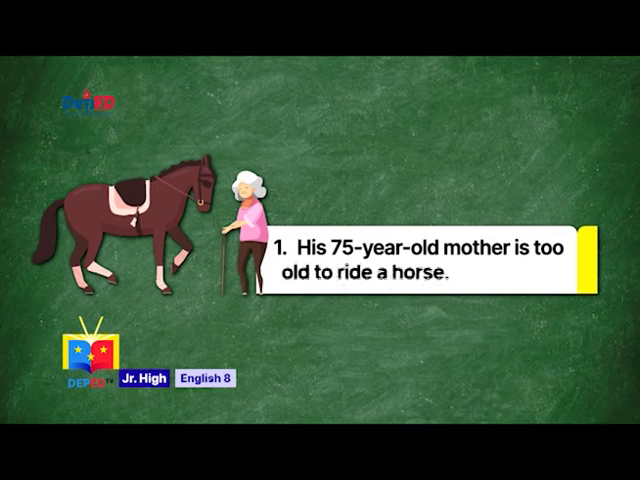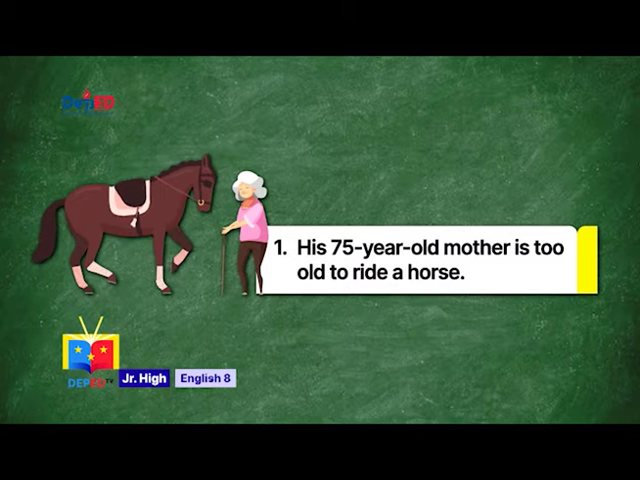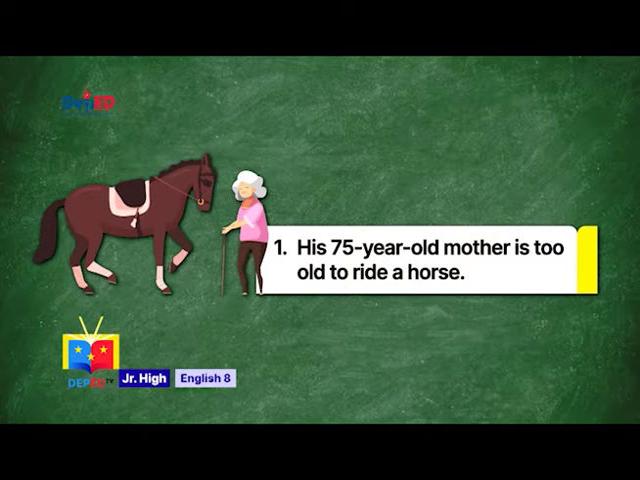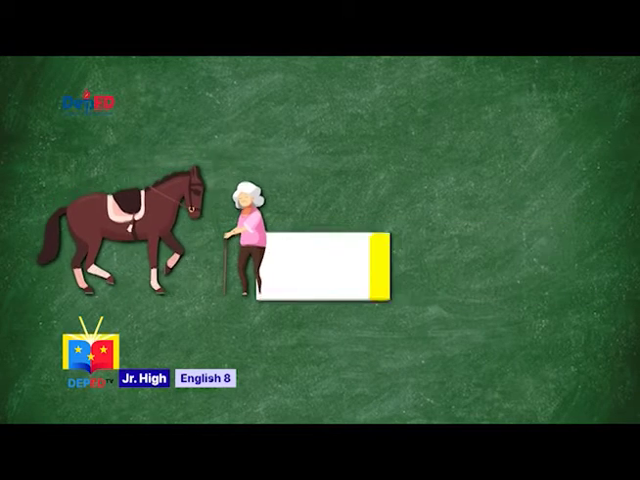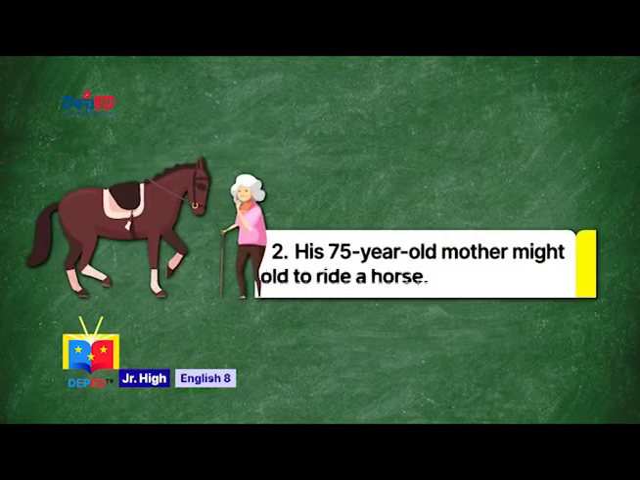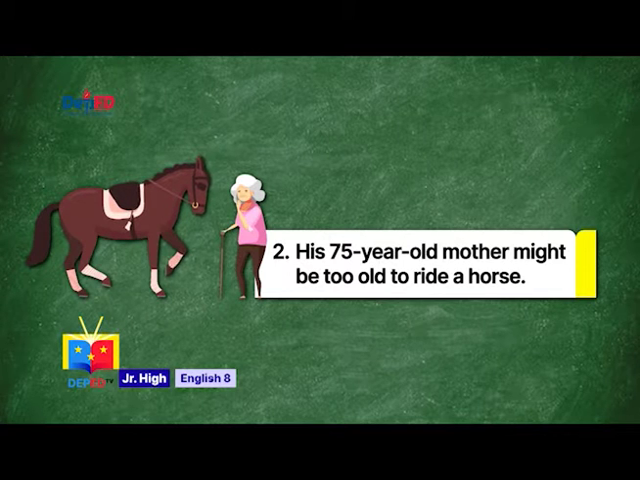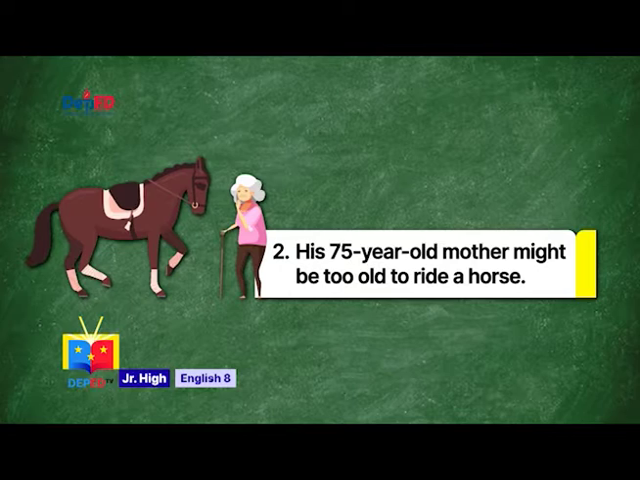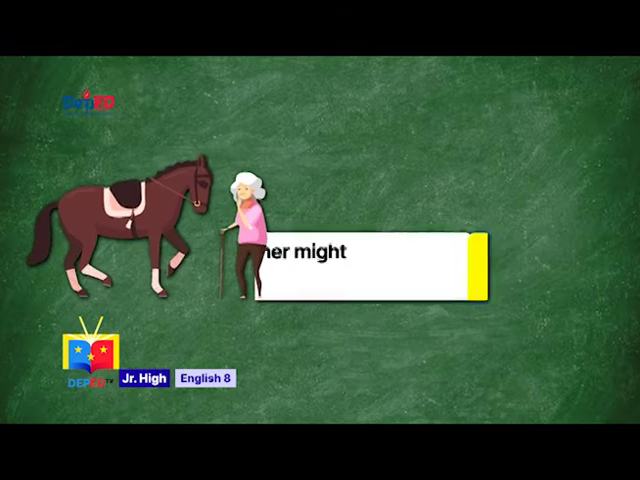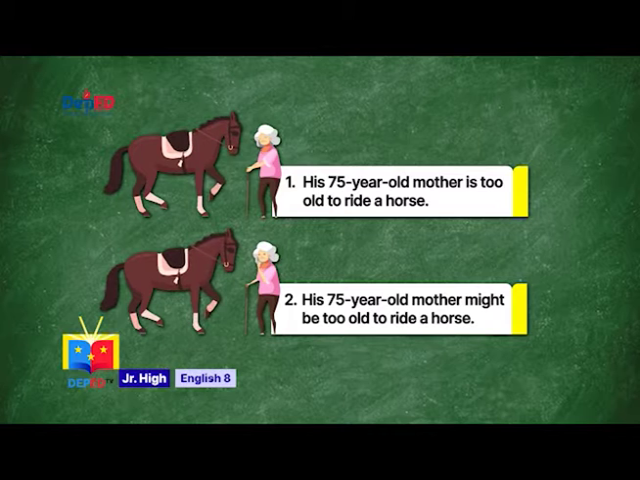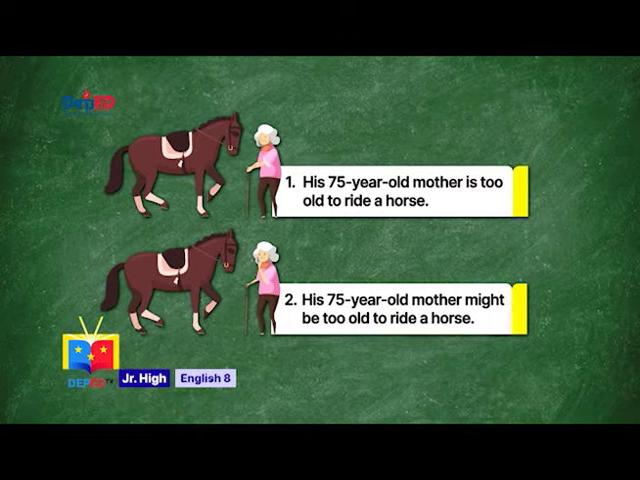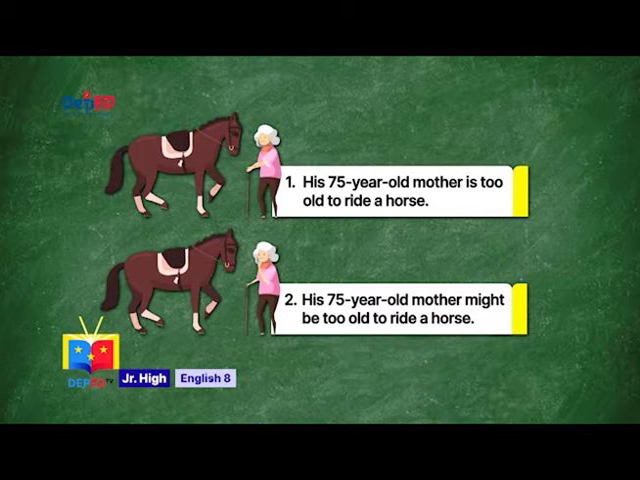Number 1. His 75-year-old mother is too old to ride a horse. Number 2. His 75-year-old mother might be too old to ride a horse. What have you noticed in sentences 1 and 2? Do they have the same meaning? If not, what is their difference?